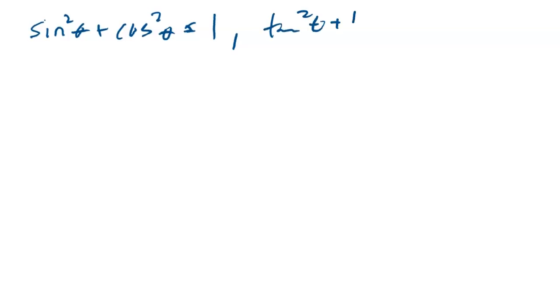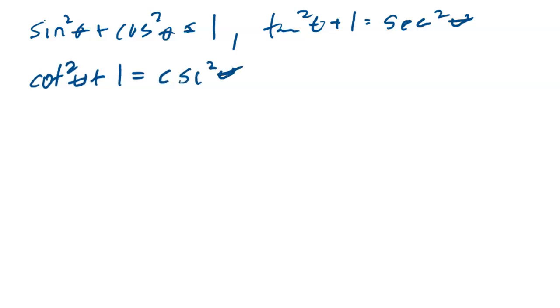So like cosine squared theta plus sine squared theta equals 1, or whatever. The order doesn't matter. You have the commutative property of addition. And then you have tangent squared theta plus 1 is equal to secant squared theta. And then you have cotangent squared theta plus 1 is equal to cosecant squared theta. You just have a bunch of stuff.